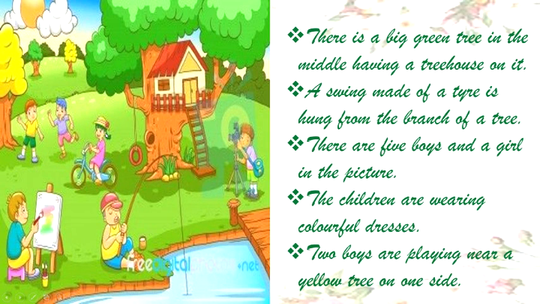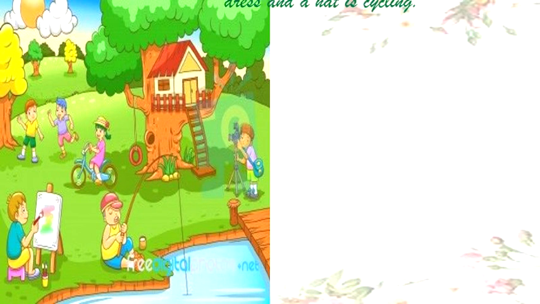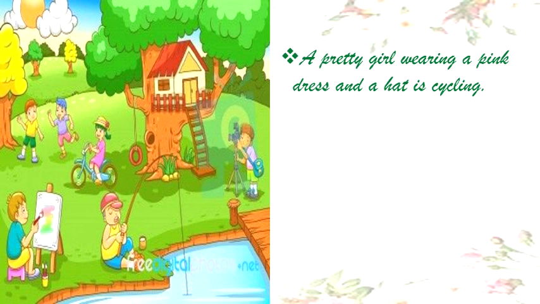So now we come to our next step. We are describing our people, that what are they doing? So we have chosen to tell about the 2 boys who are playing near a yellow tree. Yes. Next, a pretty girl wearing a pink dress and a hat is cycling. So that is all can be seen. Of course, we can see a pretty girl and she is wearing a pink dress and a hat, of course. And what is she doing? She is cycling.